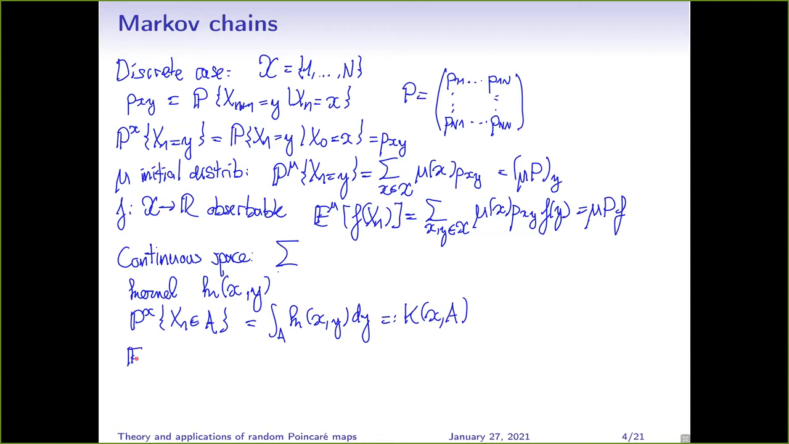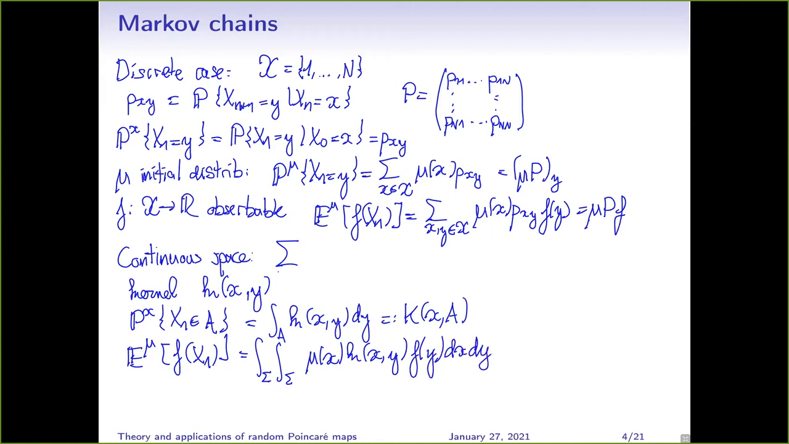And similarly, I can look at expectations. So starting with some initial distribution mu, my observable at time one would now be given by the double integral over sigma of mu of x, k of x,y, f of y, dx dy. And this I can also write in short form as mu k f. So the important thing here is that my kernel k gives me a linear operator which has nice properties, especially if my functions f and g and my sigma are reasonably nice. I will have a smooth density, and my operator k as a linear operator is compact, so it has many desirable properties.